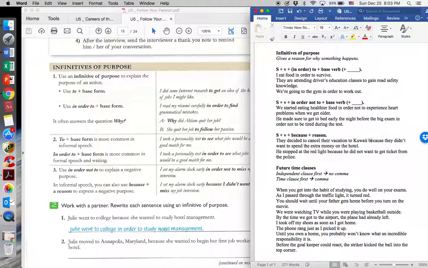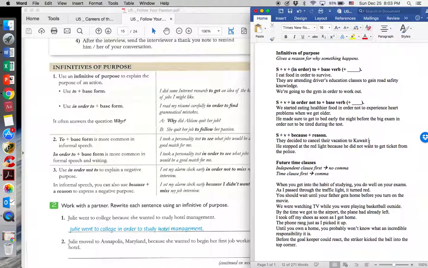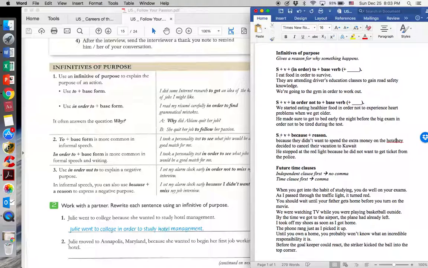Because can come in two places. We could take this because here, put it in the beginning of the sentence, put a comma, and it would be the same thing. But the because clause is not a standalone sentence. It is a dependent clause. Because they didn't want to spend the extra money on the hotel, comma. Again, if because comes in the beginning of the sentence, put a comma, and then they decided to cancel their vacation to Kuwait.